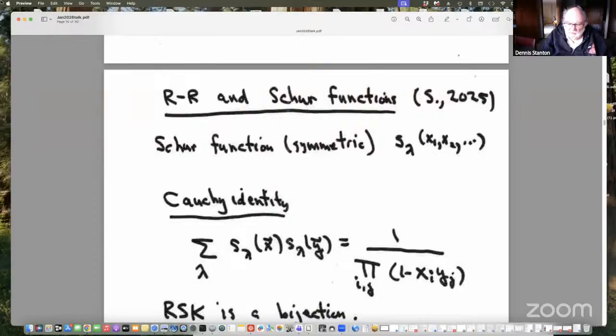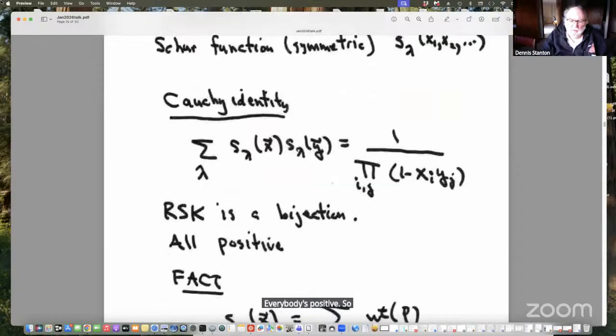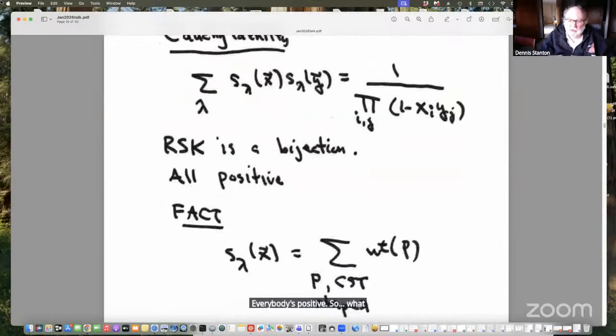What's good about this is that there's a straight bijection that proves this, called the Robinson-Schensted-Knuth correspondence. It takes pairs of things that these Schur functions count, which have positive coefficients, and produces words, which is what the right-hand side counts. Everybody's positive. So what do the Schur functions count? They count column strict tableaux of shape lambda.